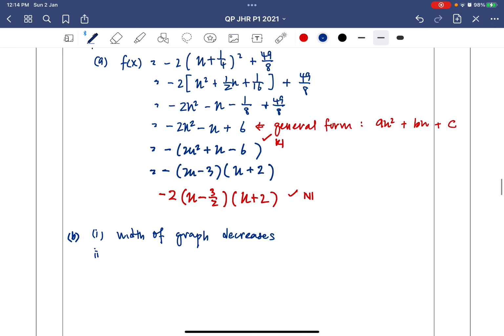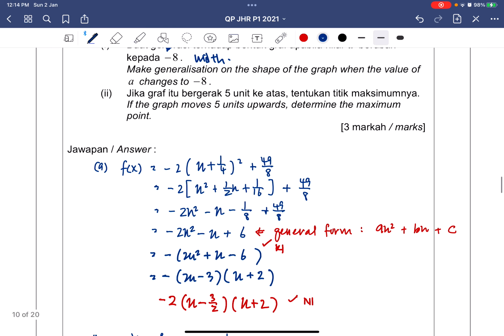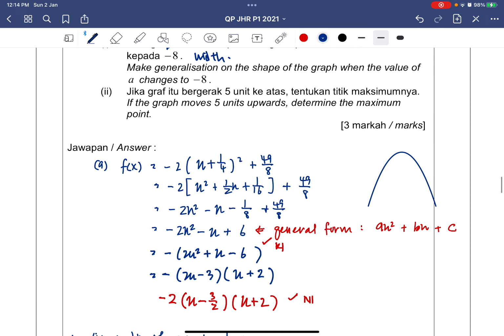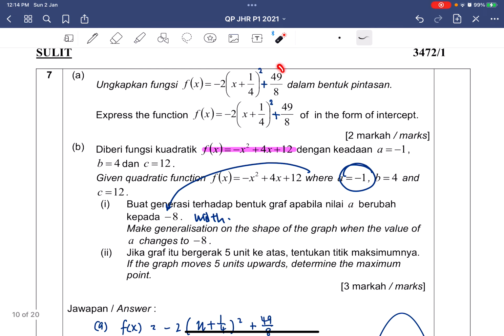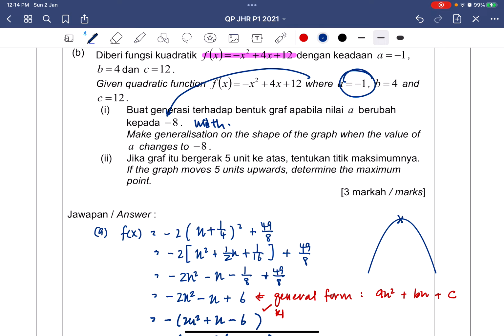So for question 2, if the graph moves 5 units upwards, determine the maximum point. So if the graph moves 5 units upwards, the maximum point will also move 5 units upwards. Okay, so it's the same, because this is a transformation of the graph. Regarding the translation of the graph, you can just express it in the vertex form, and the maximum value or the minimum value will determine the translation of the graph. So in other words, the maximum point will change also.